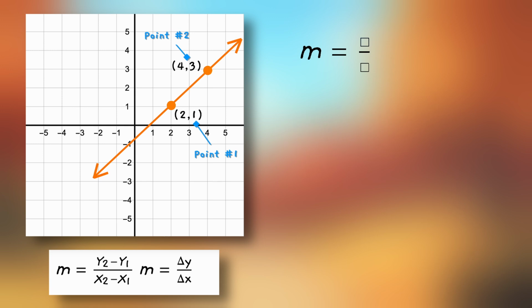So now to compute the slope, we take the y coordinate of point 2, which is 3, and we subtract the y coordinate of point number 1, which is 1. And then for the run, or the change in x, we take the x coordinate of point 2, which is 4, and we subtract the x coordinate of point number 1, which is 2. So we simplify this, and that gives us 2 divided by 2, or simply 1. So the slope of this line is 1, which is positive, and that's good because the line goes upward as you move from left to right.